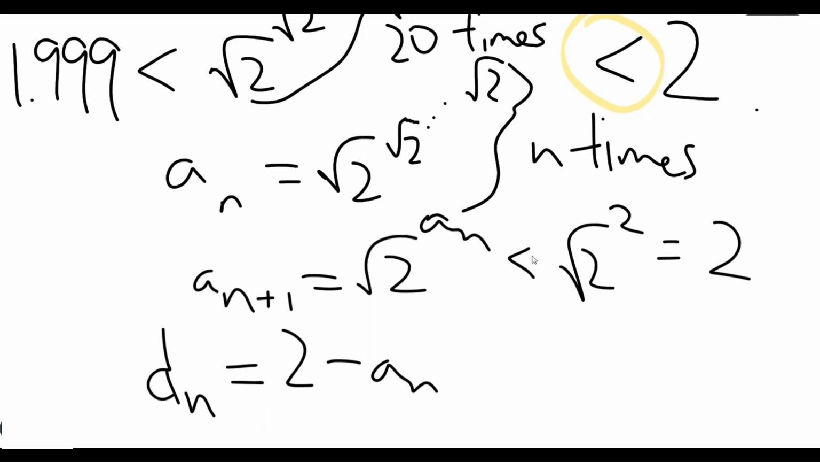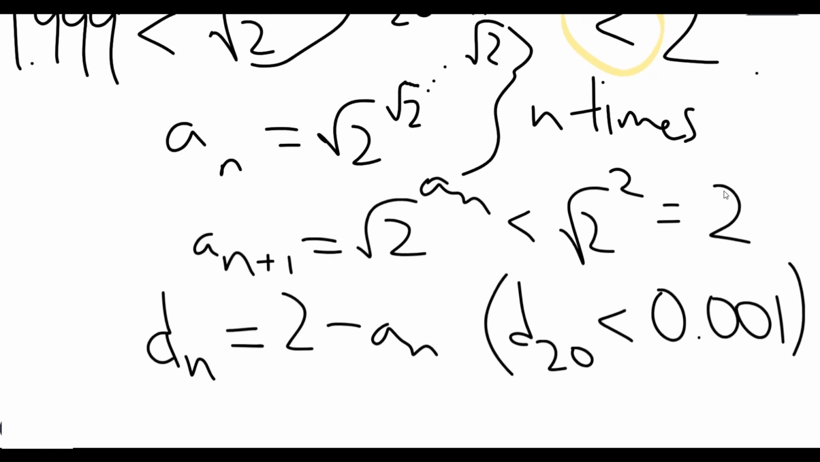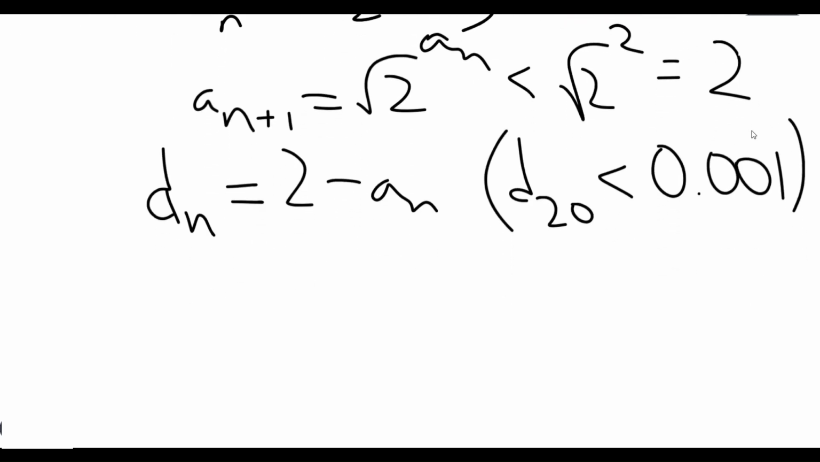Okay, so what I'm going to do is find a recursion for d_n and then use that to estimate d_20. So our goal here is we want less than 0.001. And that way we'll show that a_20 is bigger than 1.999. Okay, so this looks intimidating, but let's just go for it. So I already have this recursion for a_n, so I'm going to use that to get a recursion for d_n.